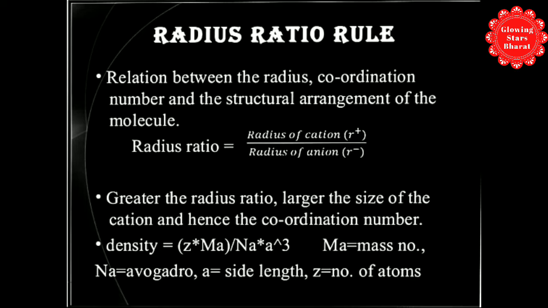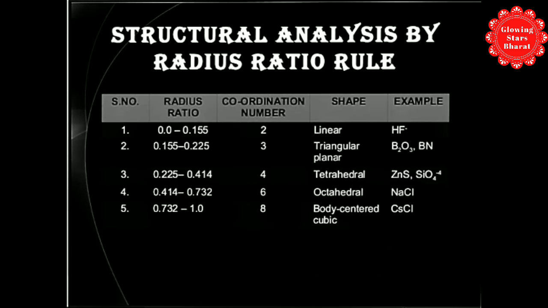Structural analysis by the radius ratio rule. Dear students, radius ratio 0.0 to 0.155: coordination number is 2 and shape linear, example HF. Second, radius ratio 0.155 to 0.225: coordination number is 3 and shape triangular planar, examples B2O3 and BN. Third, 0.225 to 0.414: coordination number is 4 and shape tetrahedral, examples zinc sulfide and SiO4 4-.